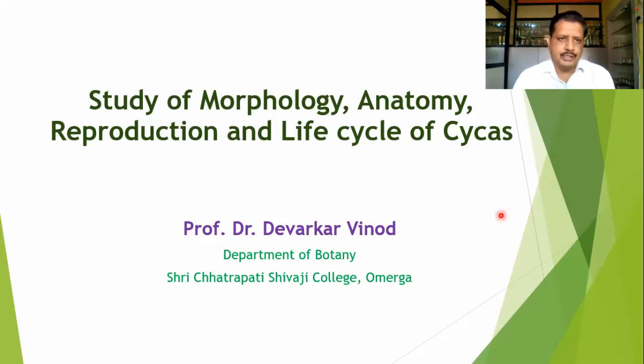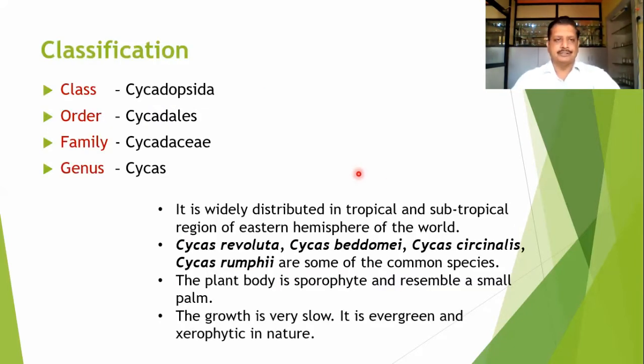Today we are going to start with a study of morphology, anatomy and reproduction in Cycas. When we talk about the classification of this genus, it belongs to the class Cycadopsida, order Cycadales, family Cycadaceae and genus Cycas. In India, Cycas revoluta, Cycas beddomei, Cycas circinalis and Cycas rumphii are most of the common species found.